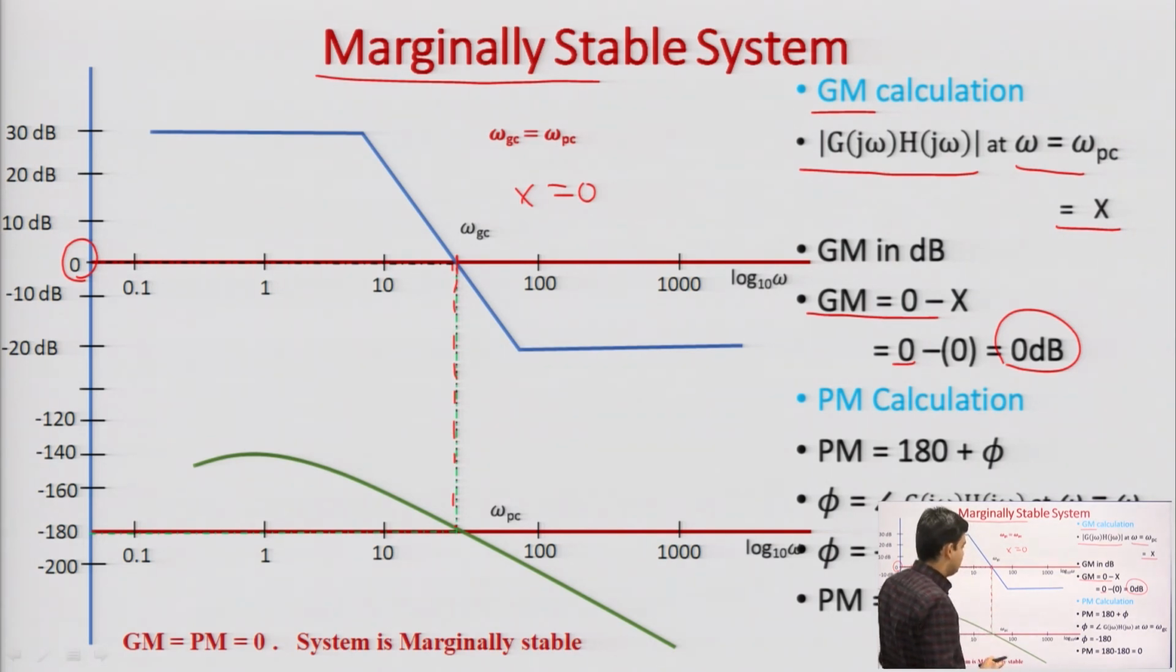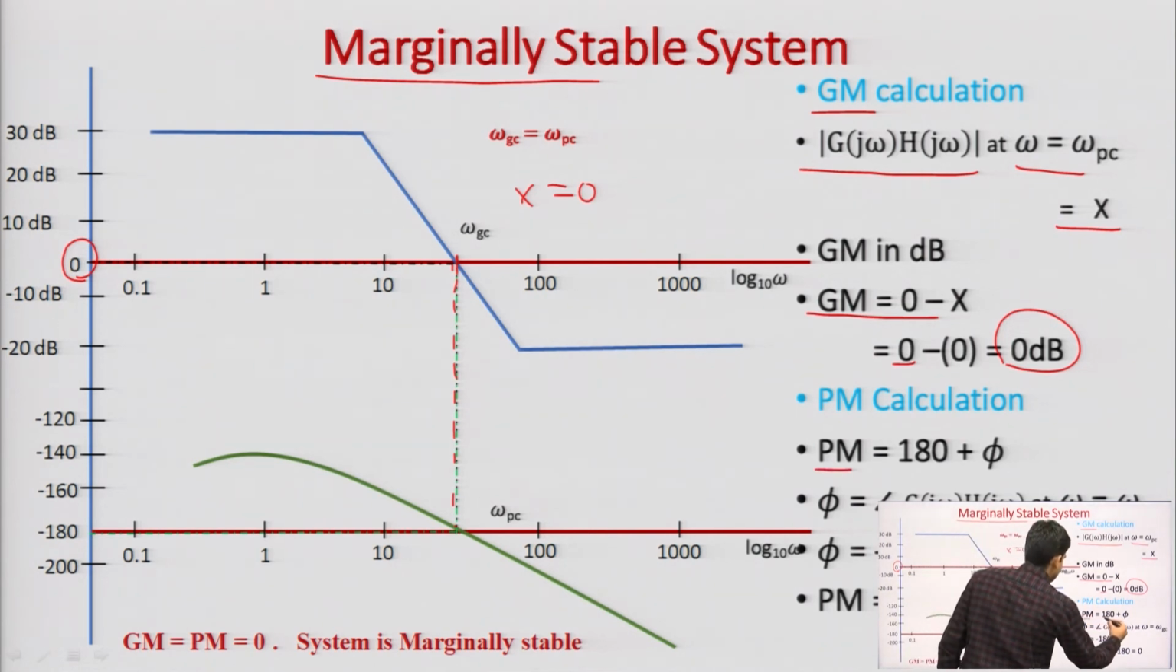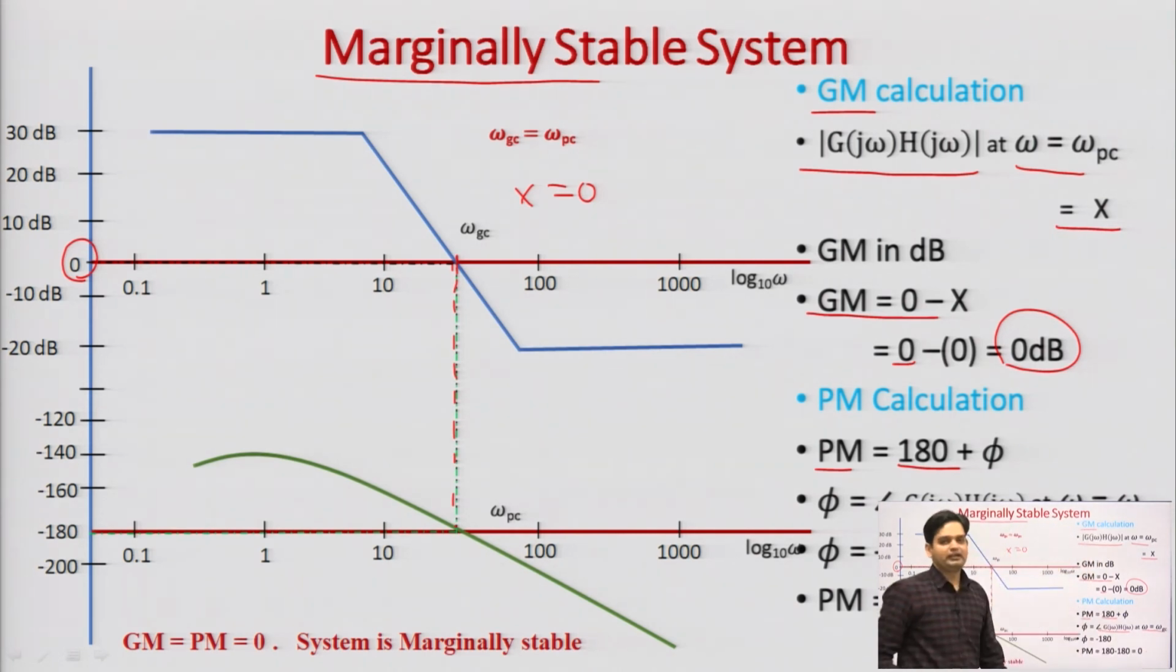Okay. Now, what about the phase margin calculation? The phase margin is given by PM equal to 180 plus phi, where phi is the angle of G(j omega) at omega equal to omega gc. Okay. So, this is my omega gc, where my magnitude is cutting the 0 line, and at this point what is my phase? My phase is coming at this point as minus 180.